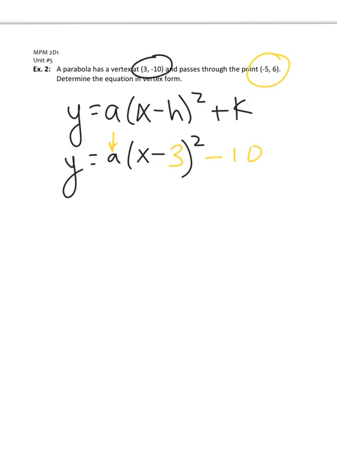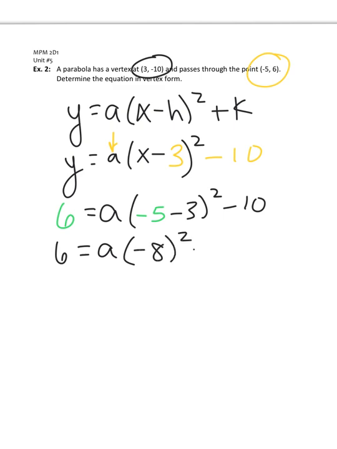So we're going to use our point of -5, 6, just like we would if we did y equals mx plus b, using another point on the line to find out some more information. We're going to put 6 for the y. We're going to put -5 for the x, and then we're going to go ahead and solve. This was really important that you follow some basic math in moving and solving equations. So in the brackets, I'm going to have -8, and that's all squared. Notice I'm using brackets around my negative numbers. I have 6. I need to solve for this a value here, so I'm going to move the 10 over.